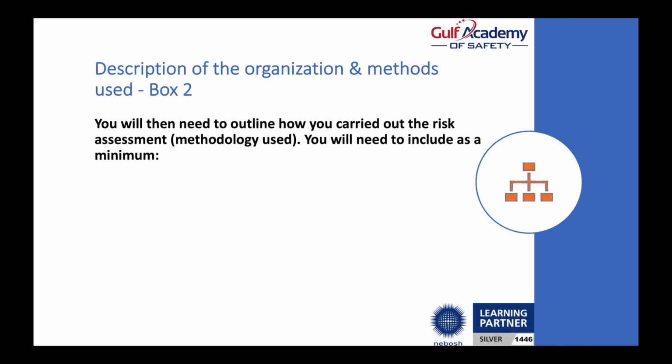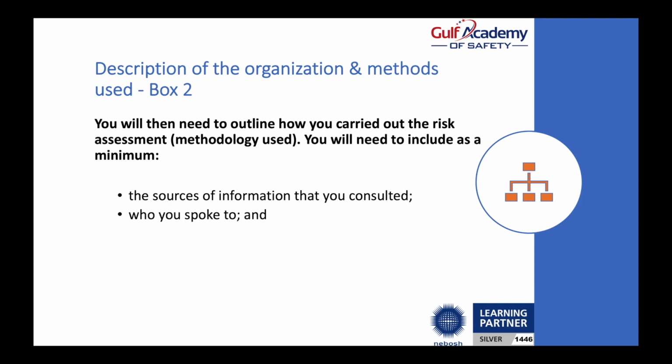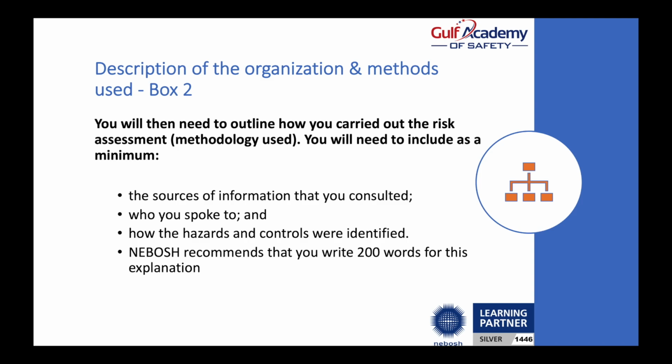You will then need to outline how you carried out the risk assessment. You will need to include as a minimum the sources of information that you consulted, who you spoke to, and how the hazards and controls were identified. NEBOSH recommends that you write 200 words for this explanation.